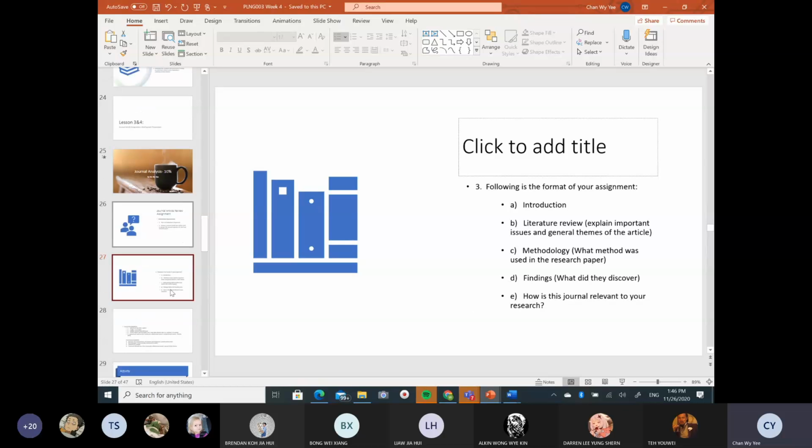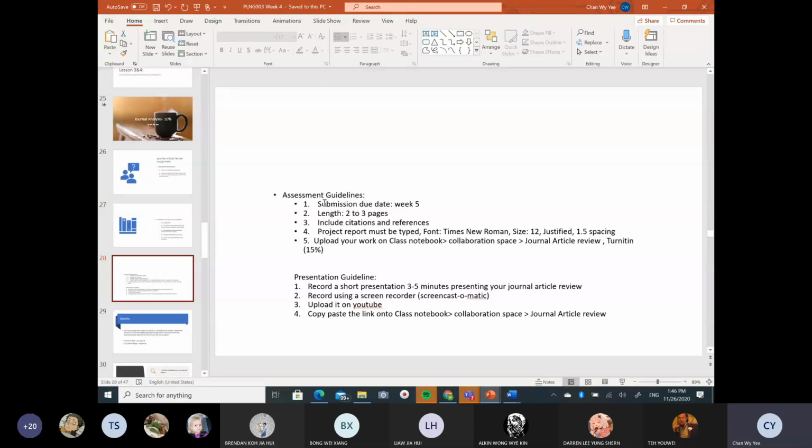I will teach you step by step later. Now, the assessment guidelines. You are supposed to submit in week 5. It is about 2 to 3 pages long. It must include citations and references. It must be typed in Times New Roman, size 12, justified, with 1.5 spacing.